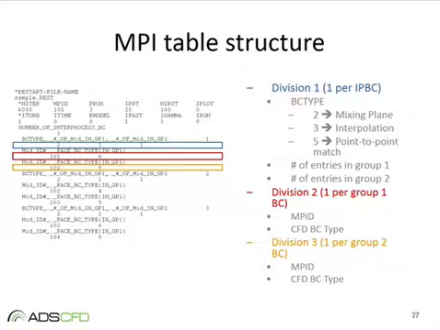The first row has three entries, where we describe the inter-process boundary condition type, and this can be either a mixing plane, interpolation, or a point-to-point match, as well as the number of entries on either side of the interface. Now for our split flow setup, we'll always have one entry on either side of the interface. So these last two entries will always be 1 and 1.